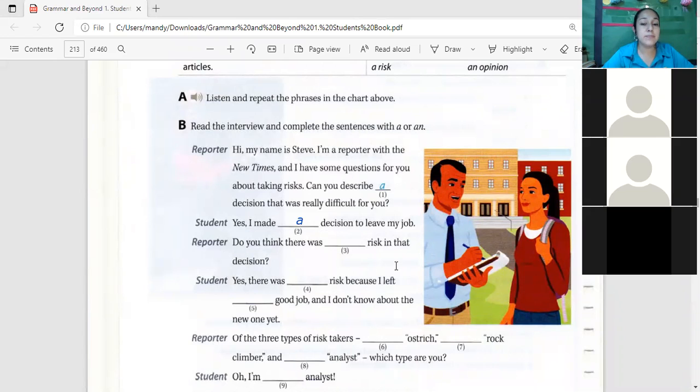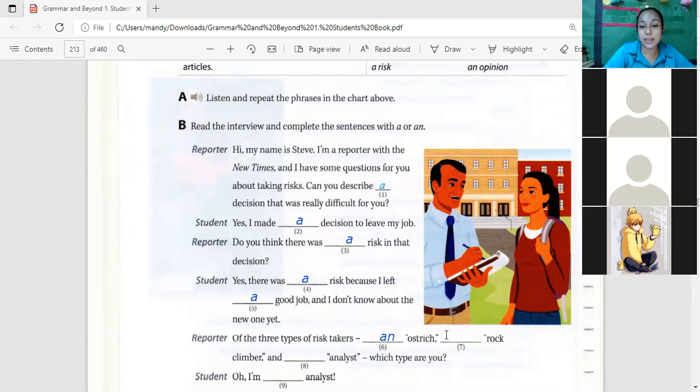Do you think there was a risk in that decision? Yes, there was a risk, because I left a good job and I don't know about the new one yet. Of the three types of risk takers: an ostrich, a rock climber, an analyst. Which type are you? Oh, I'm an analyst.